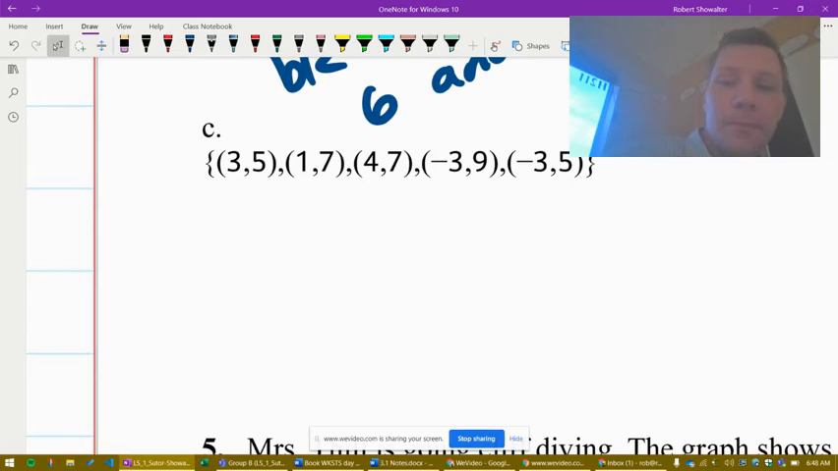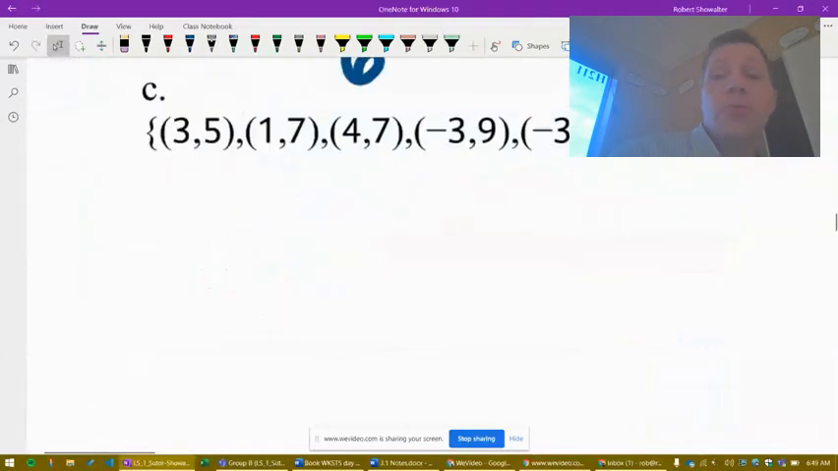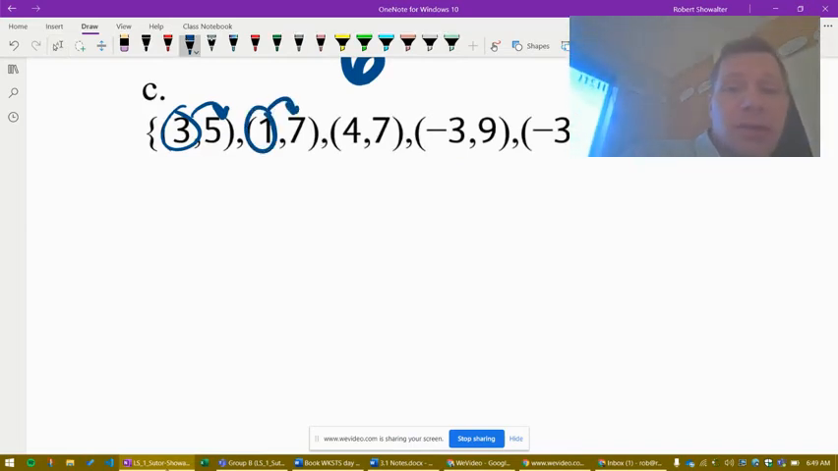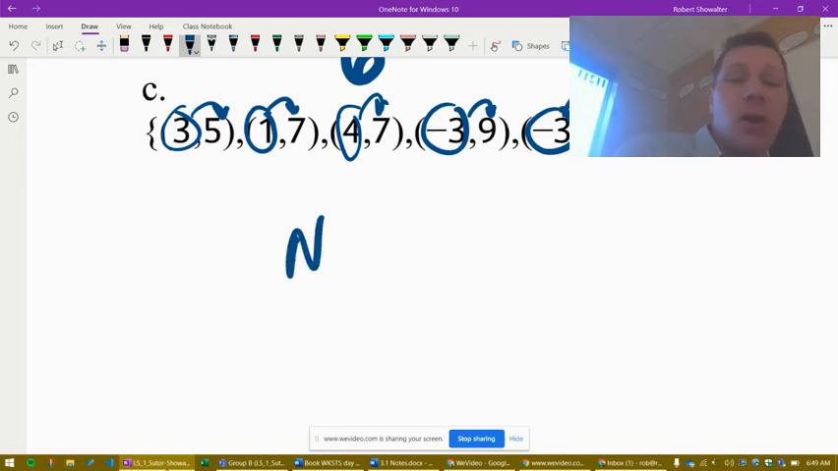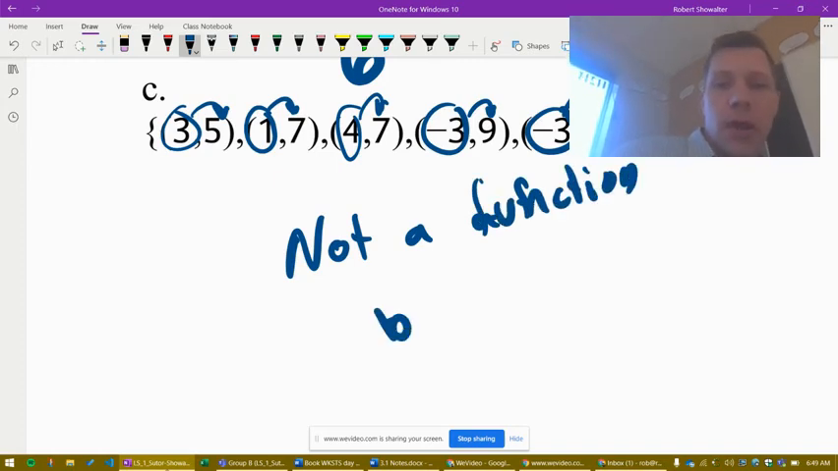Okay. All right, let's look at C. Do each of the x values only go to one y value? Now this is a relation that's written as ordered pairs. Sometimes I like to draw them as mappings to understand a little bit more about what's going on, but in this case, let's not do that. Is 3 mapped to more than one number other than 5? No, it's just mapped to 1. So let's keep checking. Is 1 mapped to anything else other than 7? No. How about 4? No.